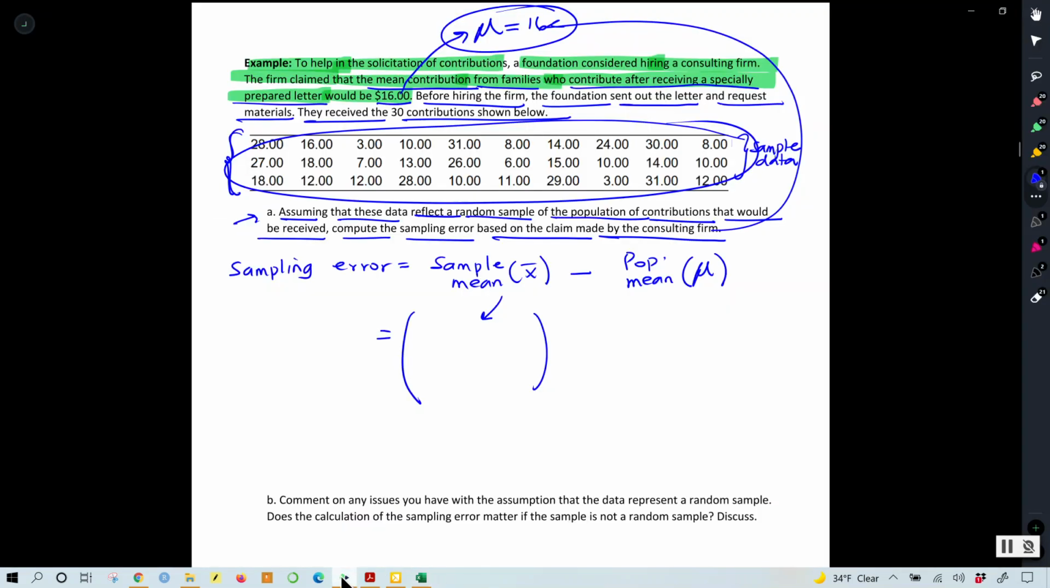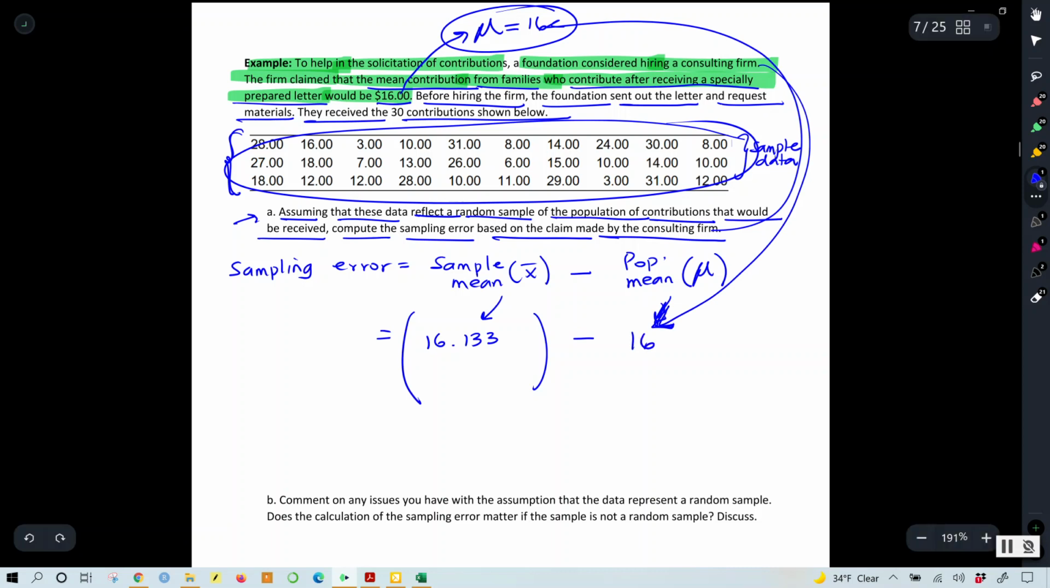So going back, this is 16.133 minus the guessed population mean by this foundation, or the suggested mean, which is 16, and this gives us 0.133. This is a positive sampling error, which means in a sense we are overestimating by 0.133.